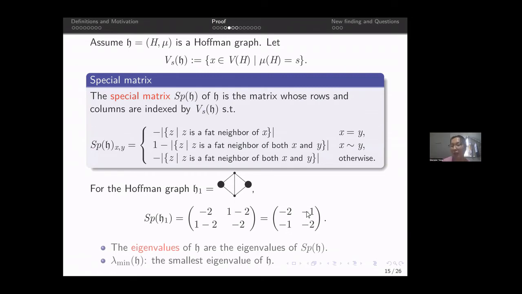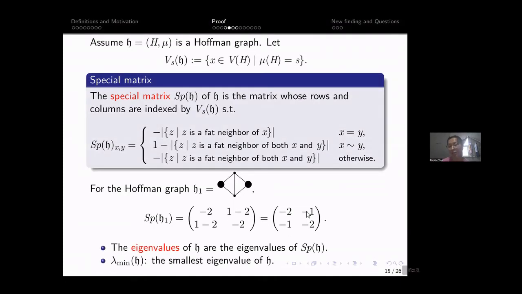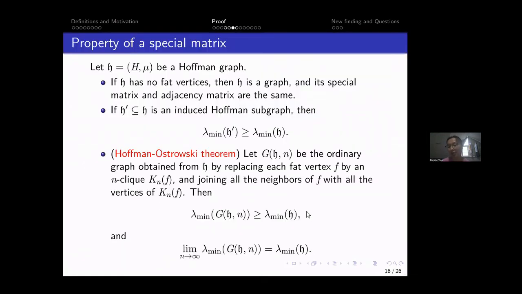And the second reason is that if H prime is an induced Hoffman subgraph of H, then its smallest eigenvalue is not less than that of H. This is the second reason. And the third reason is also an important reason, but I put this reason here, and we may not need it later. At least in this talk, we will not use the third reason directly.